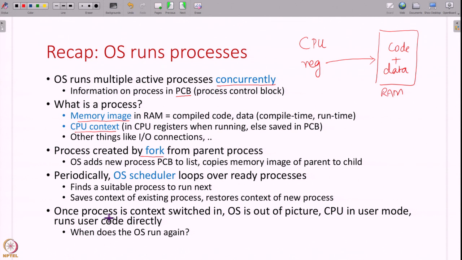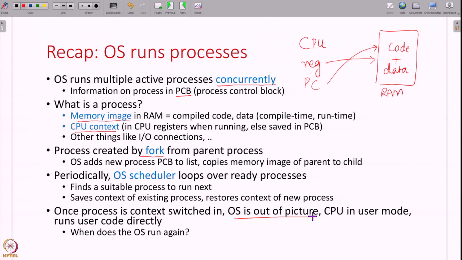So, for example, once a process is context switched in, right, the operating system starts a process to run. Its context is put in the CPU registers, the program counter is pointing to some code of the process, the registers have some data of the process, and the process starts to run. It will execute one instruction after the other and so on, right. A user's program is now running on the CPU, and at this point the operating system is out of the picture. It is involved in context switching a process, starting it to run, but once a process is running, the OS is out of the picture and the user code runs directly on the CPU, right.